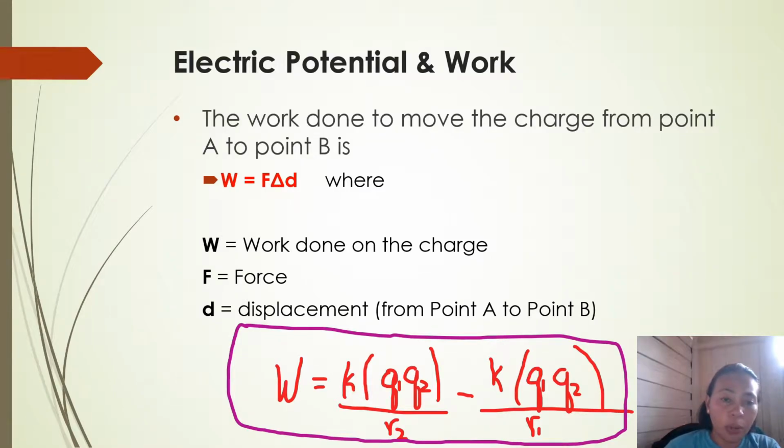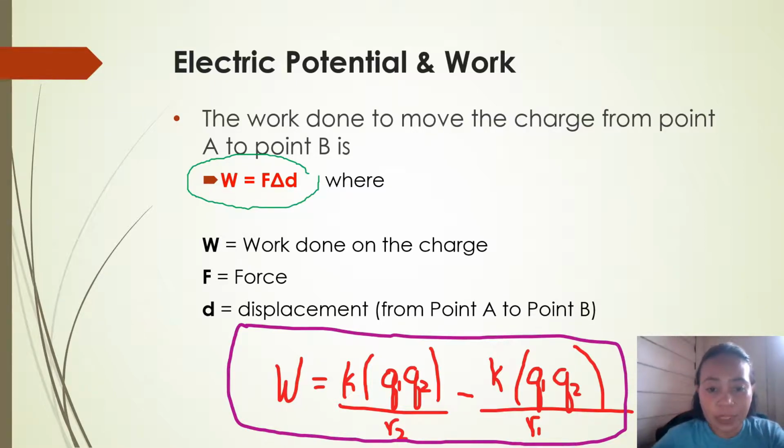Okay, now your week 2 module was about electric potential and work. In kinematics, it's the same thing. This is the formula for work: work equals force times the change in displacement, so F delta D.